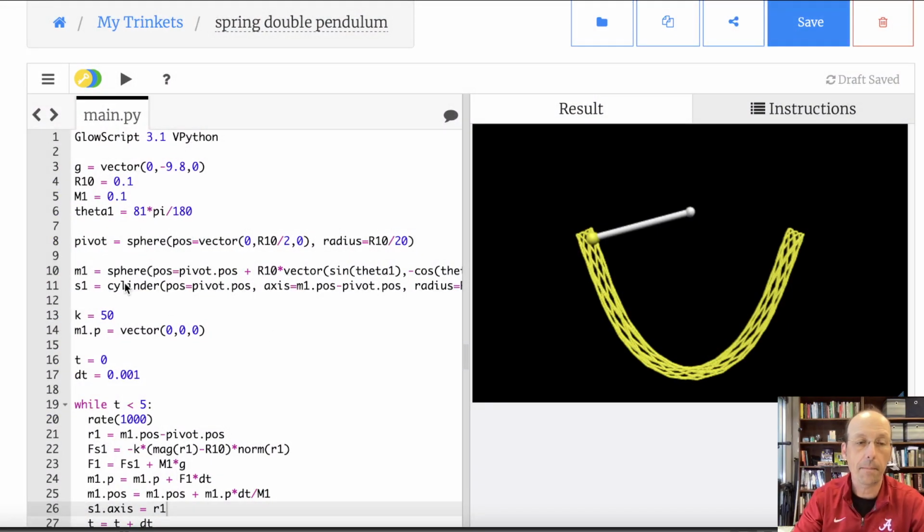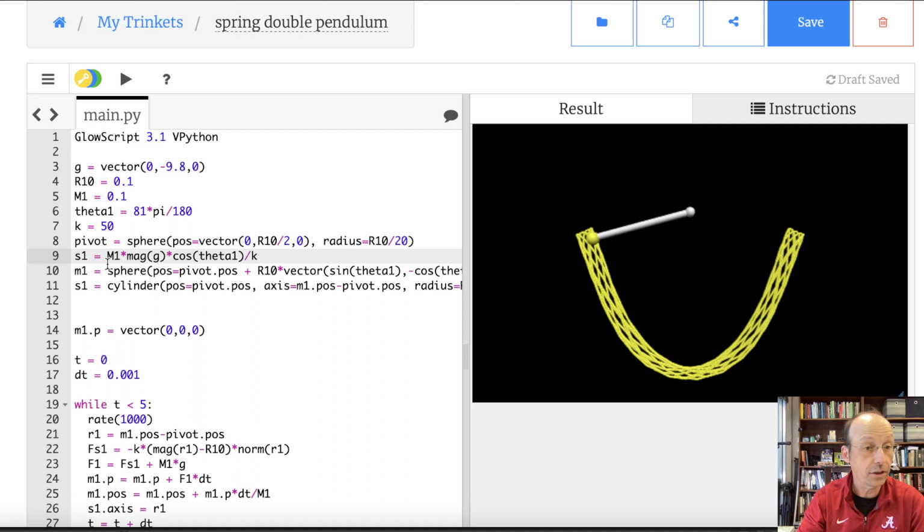Okay, so up here when I made it, instead of just saying R10, I'm going to say S1 equals M1 times mag G. I can't use the vector G. Times cosine theta 1 divided by k. And that's not going to work because I put k down here, so let's just move this up here. Okay.